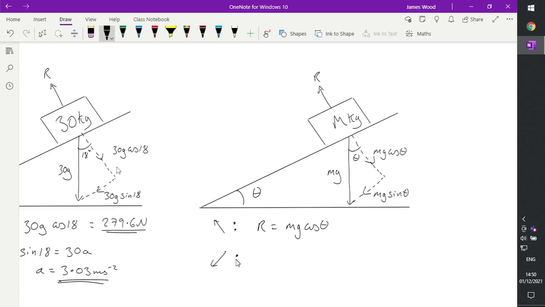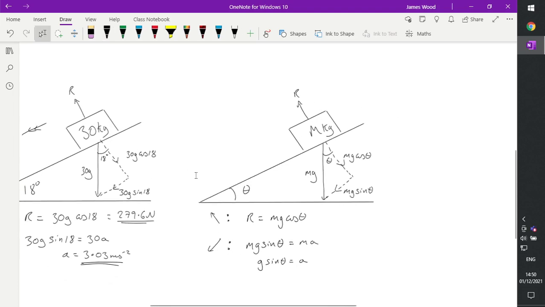And resolving down the slope, I've got mg sine theta equals ma. And I suppose I could divide both sides by m. So the acceleration down the slope is just g sine theta. There we go. So this is, again, a really fundamental skill in year 2 mechanics. There's loads of slopes questions, so it's really important that we can do this nice and quickly and efficiently.